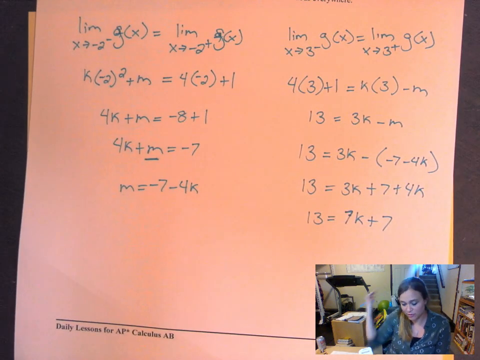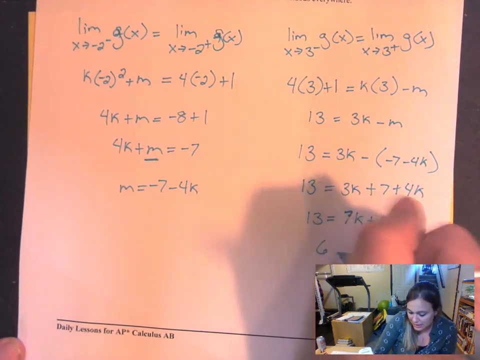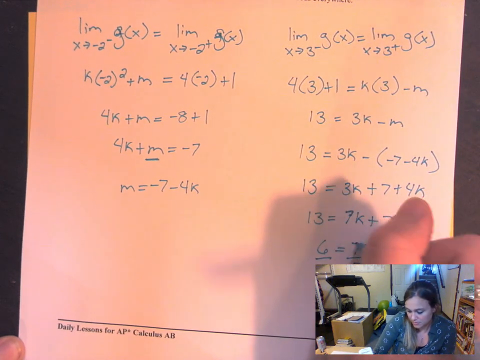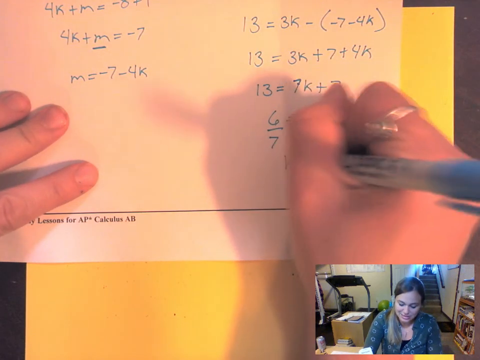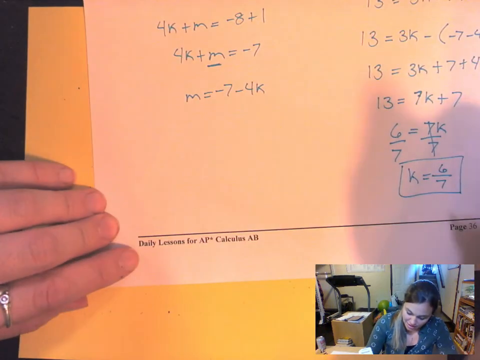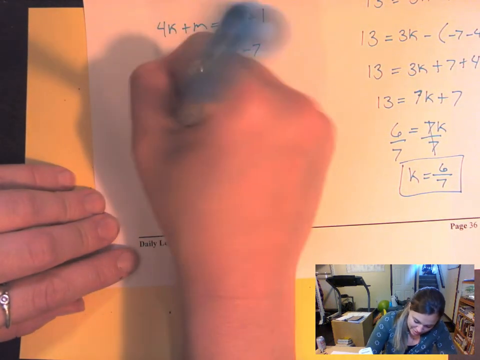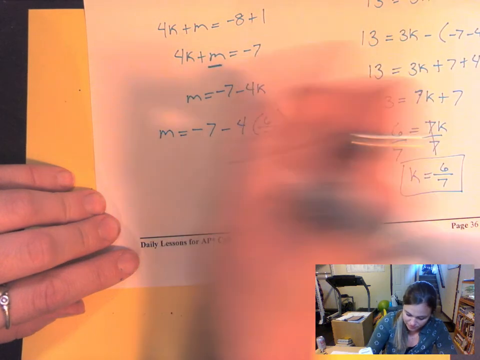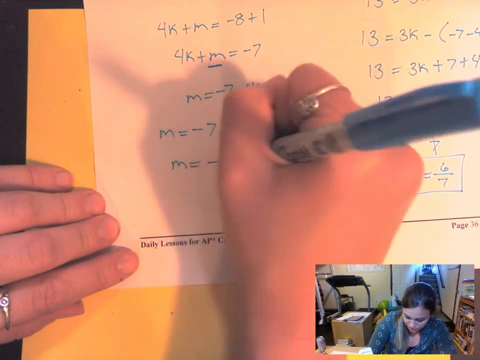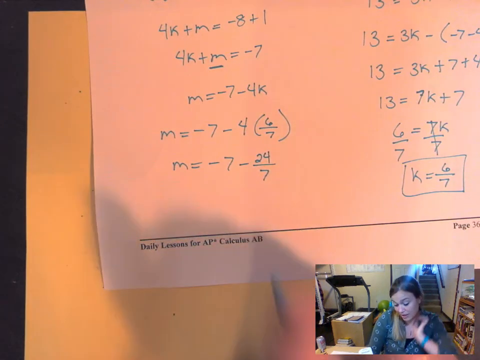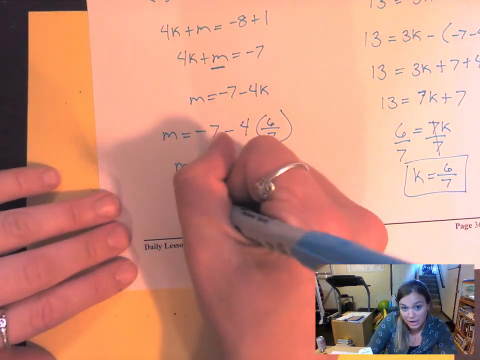Oh man, that was behind my head for a little bit. So subtract 7 on both sides to get 6. Gross, but that's okay. K is equal to 6/7. If k is 6/7, m is -7 minus 4 times 6/7, 24/7.